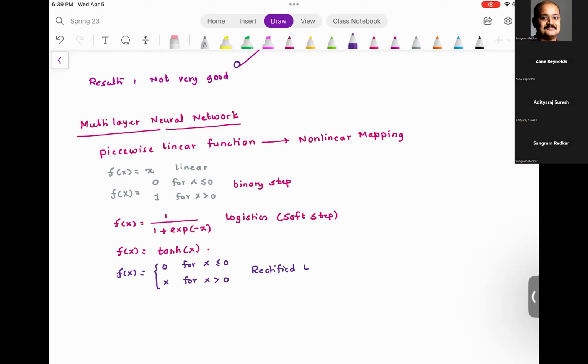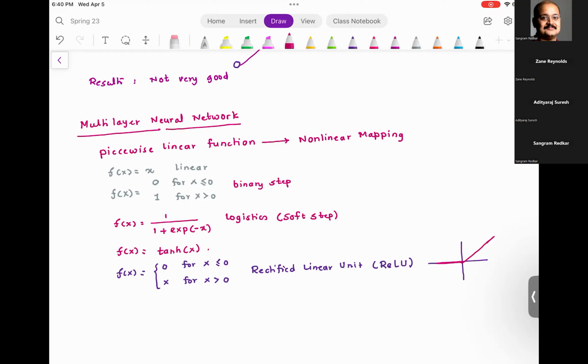linear unit, which is also called ReLU. And this is a very famous activation function. So probably what that means is if you want to show this activation function, it is going to be something like this, and then it's going to be like this. So this is the ReLU.